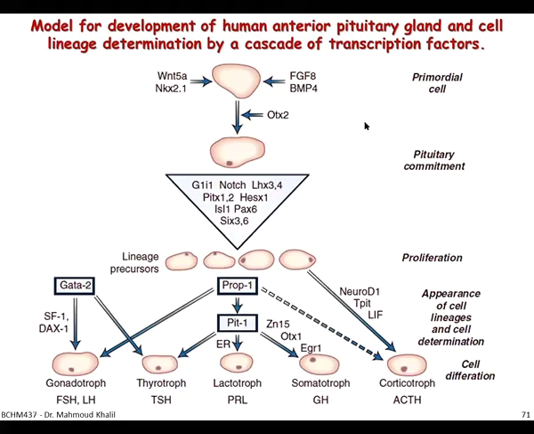So this slide, as we said, summarizes how the different types of cells in the anterior pituitary gland are differentiated. And this is majorly affected by the type of the growth factor and the type of the transcription factor. And of course, all of these types of cells originate from primordial cells through a process of commitment towards the formation of a specific cell type.